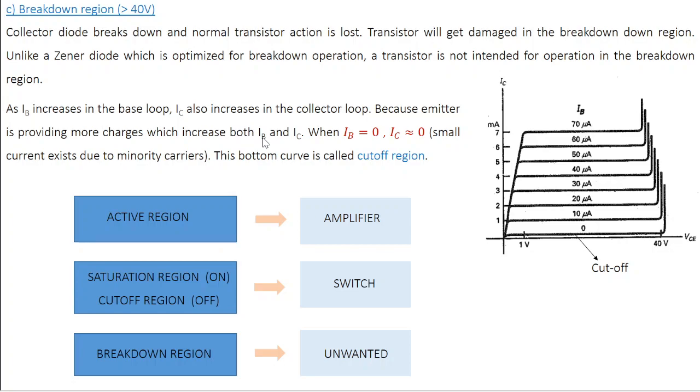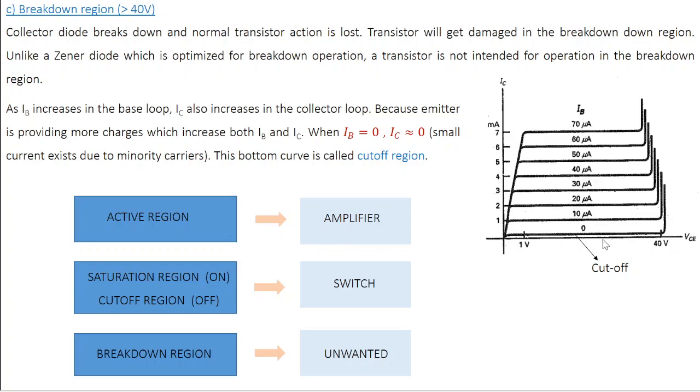So basically what happens is IE equals IB plus IC. So if you want to increase IB, you need to increase IE, the emitter current. And when you increase the emitter current, naturally the collector current is also going to increase. That's what happens, because the emitter is providing more charges with the increase of both IB and IC. So when you increase IB, automatically IC also increases.